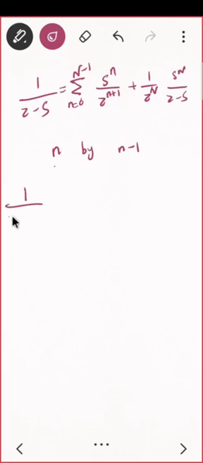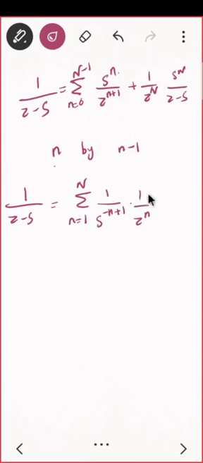So it will be 1 upon Z minus S, that is equal to summation n equal to 1 to n, and this will be 1 upon S raised to n minus 1. In the denominator if I write, it will be 1 upon S raised to minus n plus 1, correct? And into 1 upon Z raised to n, if I put n minus 1 in place of n, it will be just Z raised to n, and plus the next term as it is, that is 1 upon Z raised to n, and S raised to n upon Z minus S. So this is what I am having.